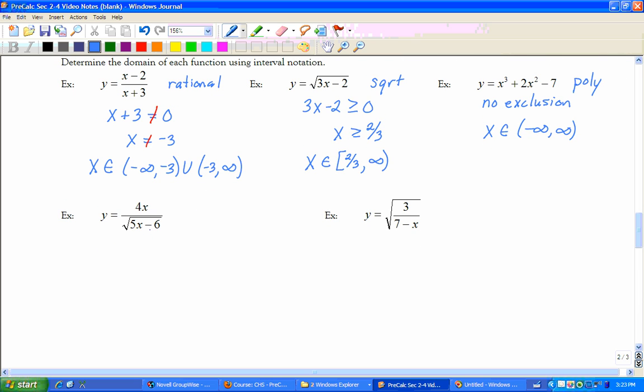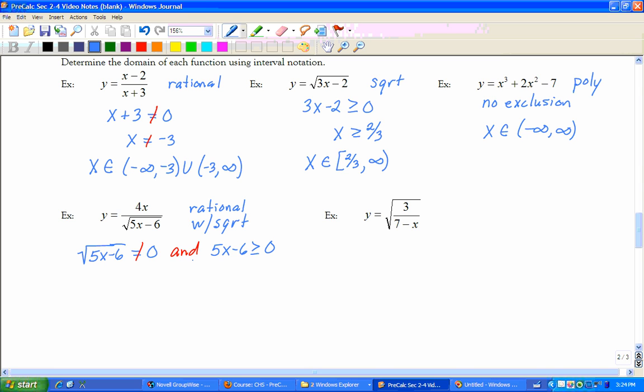So if we take a look at the next one, here we have a rational expression with a square root. So the rational expression, we know that the square root of 5x minus 6 cannot equal 0. And because that square root is in the denominator, we know that 5x minus 6 has to be greater than or equal to 0. Excuse me, it doesn't matter that it's in the denominator. It's just the radical has to be greater than or equal to 0.